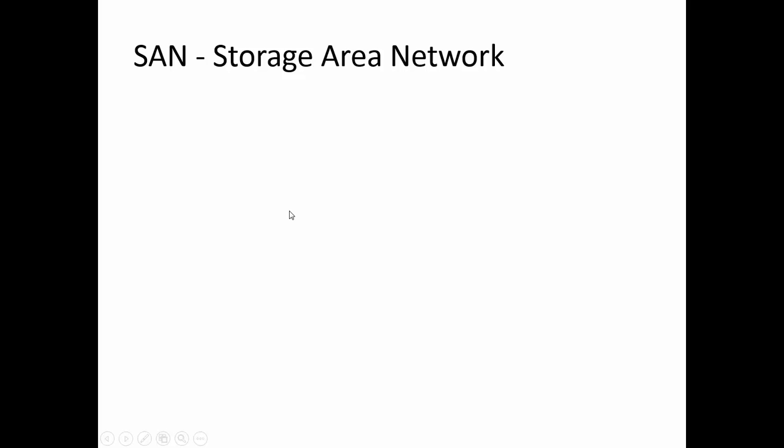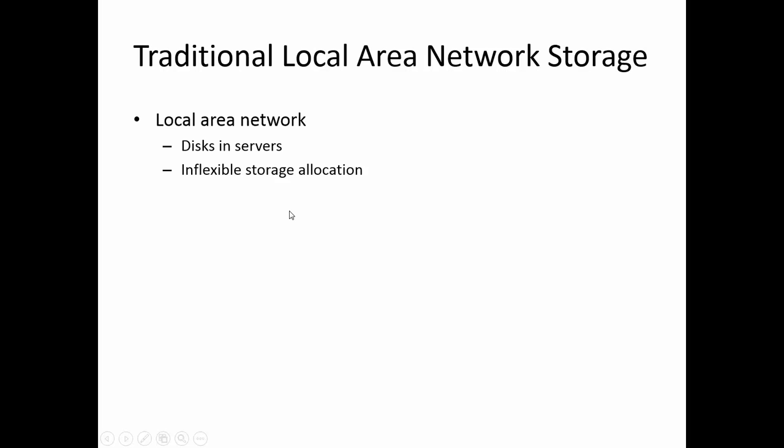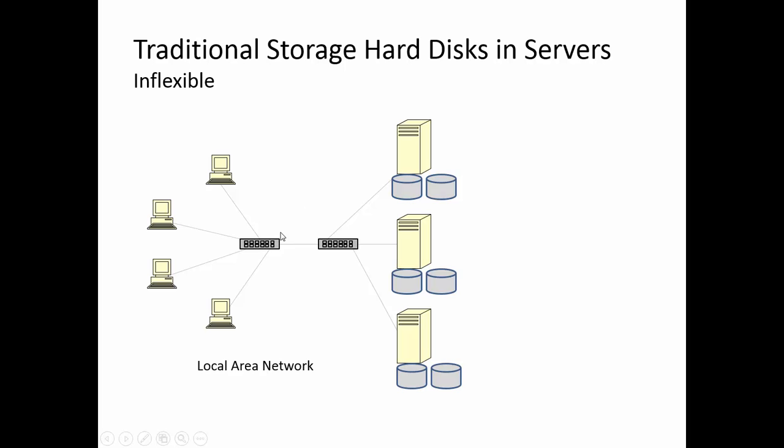Now let's discuss what's meant by a storage area network. Let's look at traditional local area network storage. In a typical local area network, the disks are located in the servers. And the problem with that is that it can be a little inflexible. So here's the example. To the left here is the local area network, and these are the users at their workstations. That connects to a switch, which connects to another switch, which is in the server room. And these are the servers, and they are all together in the server room. In this example, each server has 2 hard disks in it.